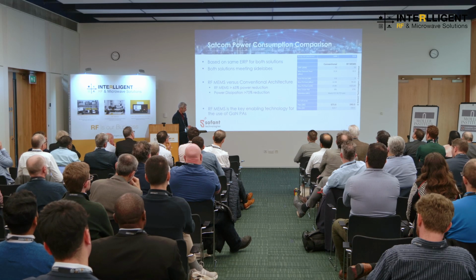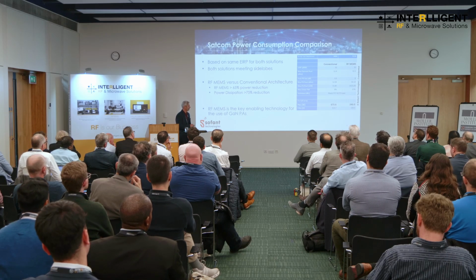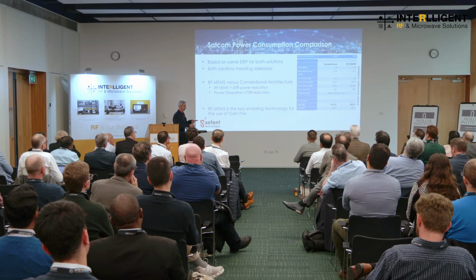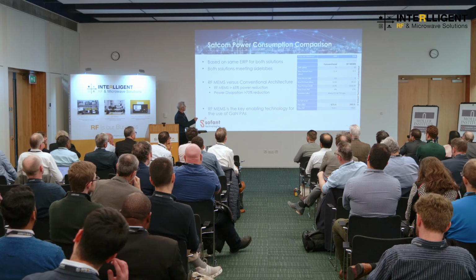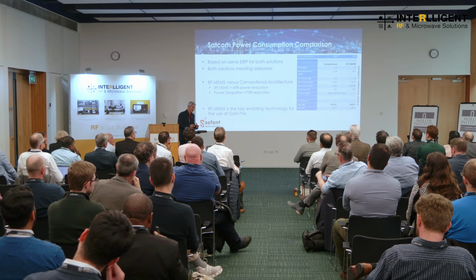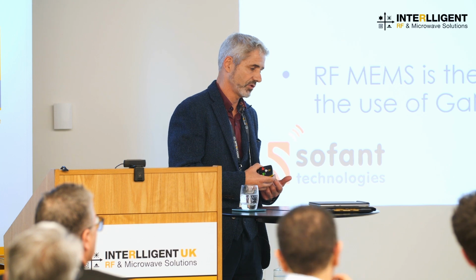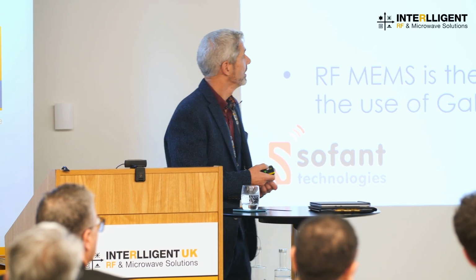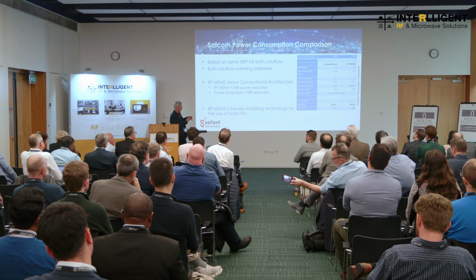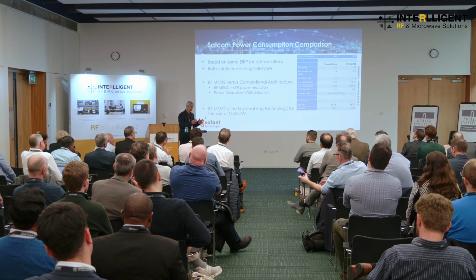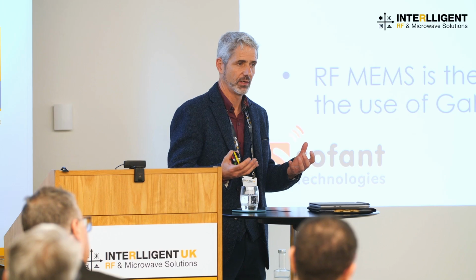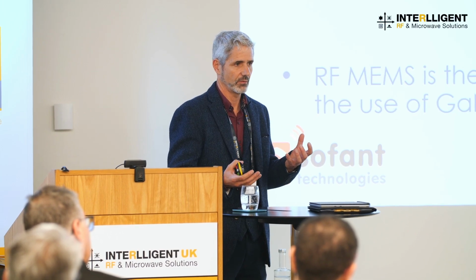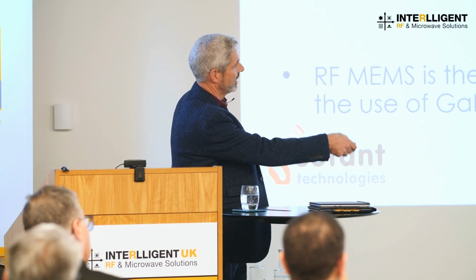Sorry, this might be a little bit tough at this time of the day with all the numbers I've put on there, but I'll try to explain how we've done a comparative calculation for both architectures. The key thing here is that for the SatCom space, they don't talk about dBm, they talk about dBW, so it's EIRP, effective isotropic radiated power. So we've tried to make 2 solutions, one using a conventional approach, one using our approach, which both have the same EIRP.